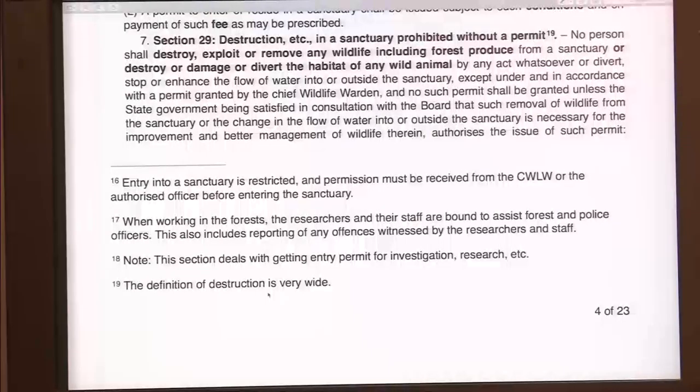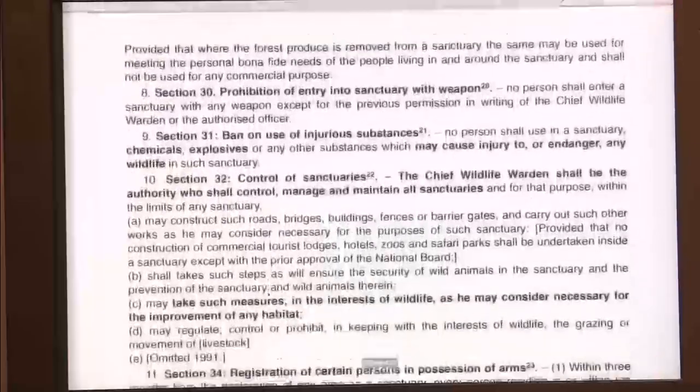Now, when we say authorized officer, in most situations the chief wildlife warden has delegated most of these powers to the field director of the national park or the wildlife sanctuary. So, essentially you can even take permissions from the field director, but only in those cases where the act specifically says the chief wildlife warden or his designated officer. In certain situations, it just says the chief wildlife warden only. So, in those cases, this power cannot be delegated. The definition of destruction is very wide.